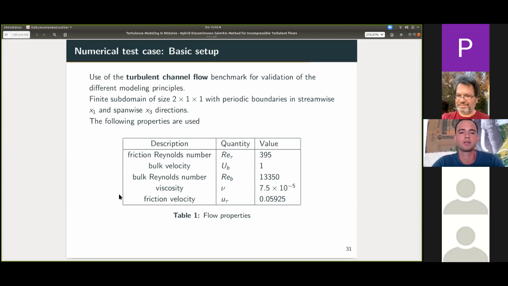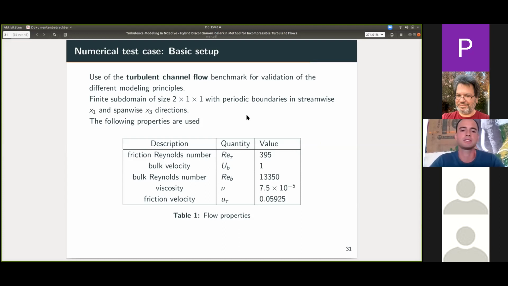Therefore, we used the turbulent channel flow benchmark and defined our channel flow subdomain of size 2 × 1 × 1 with periodic boundaries in streamwise and spanwise direction, and no-slip boundary conditions in x2 direction.